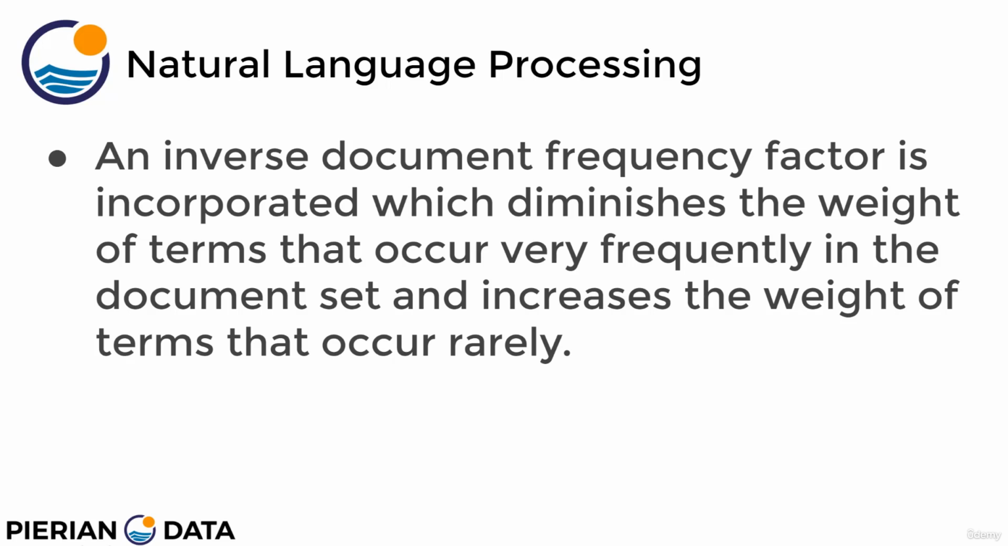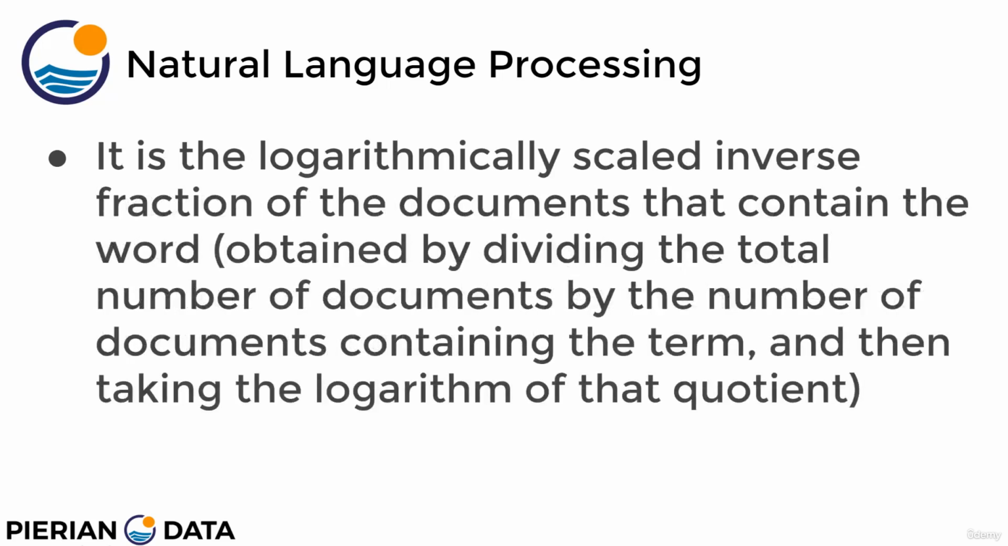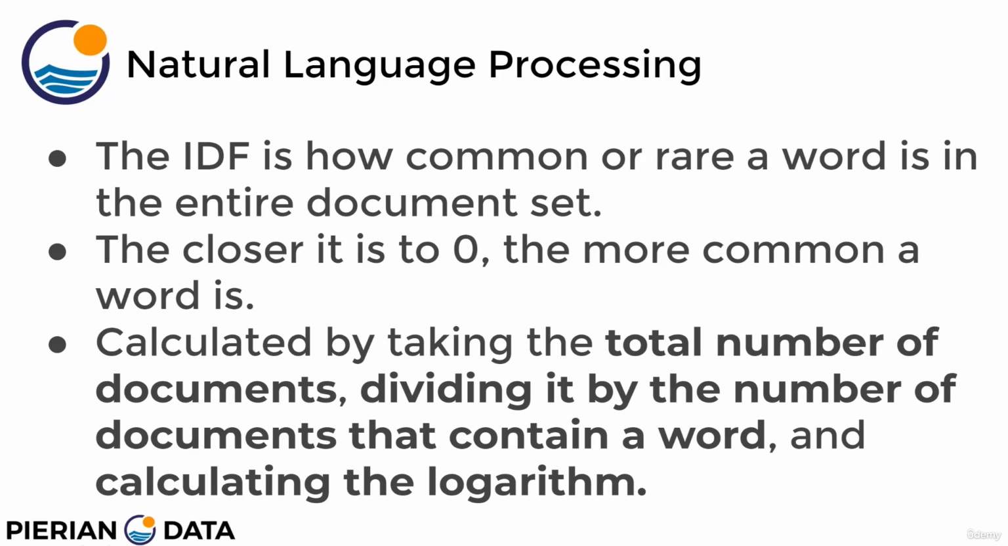But if you have something like "goalposts", well, we know that's only going to show up in certain sports, and suddenly that's not found in all the documents. And so it's going to increase the weight of those terms that occur rarely. So really common words across all the documents are weighted lower, and very unique words across only certain documents are weighted higher. We want these distinguishing words or distinguishing features. So what is that inverse document frequency? Formally speaking, it is the logarithmically scaled inverse fraction of the documents that contain the word, which is obtained by dividing the total number of documents by the number of documents containing the term, and then taking the logarithm of that quotient.